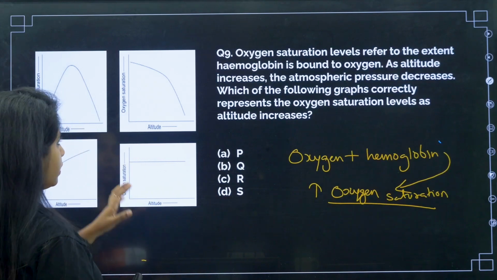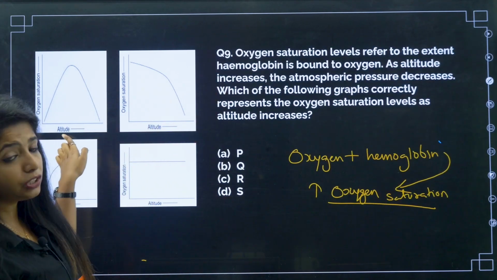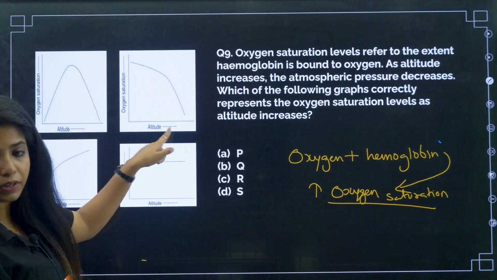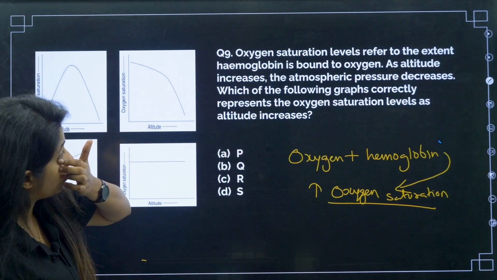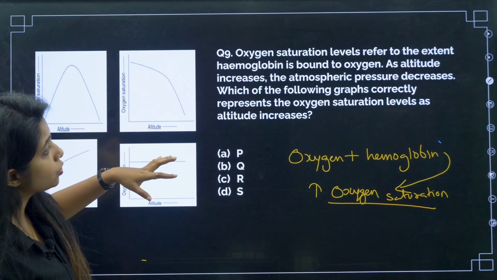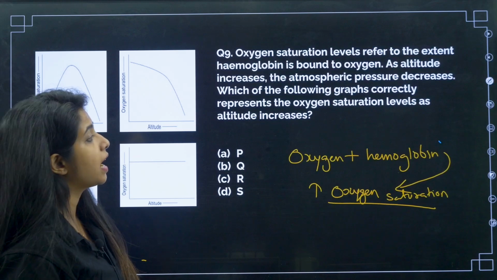Now, over here, as altitude increases, my dear children, altitude is given in this particular axis, and over here you are saying it is increasing. At this particular point of time, the atmospheric pressure decreases. Which of the following graphs correctly represent the oxygen saturation levels as altitude increases?